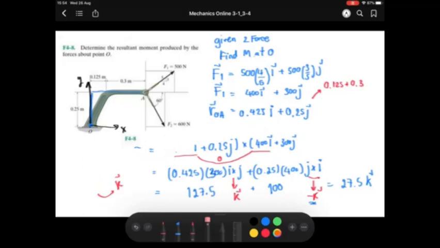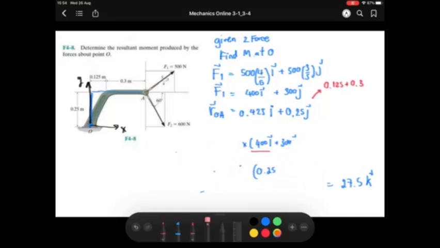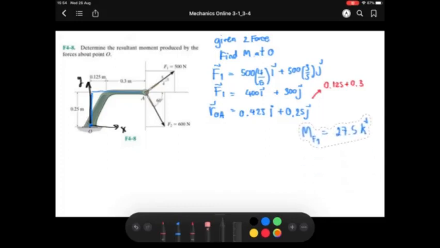So let's move to the second force here. The second force is 600 cos 60 i minus 600 sin 60 j, which is equal to 300i minus 519.62j.